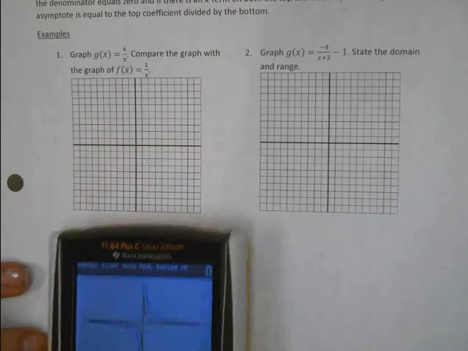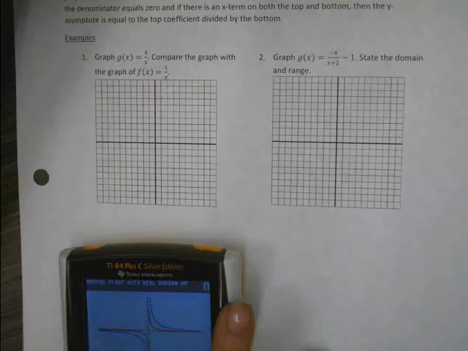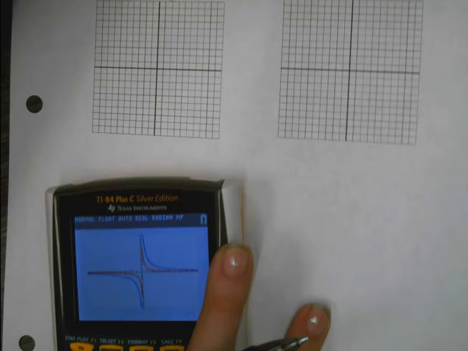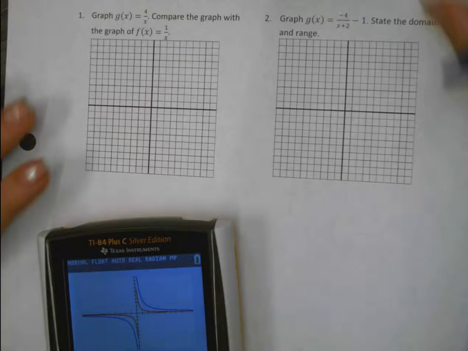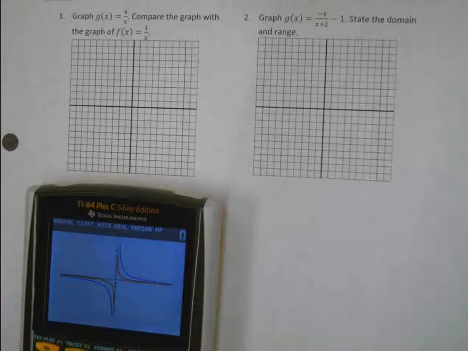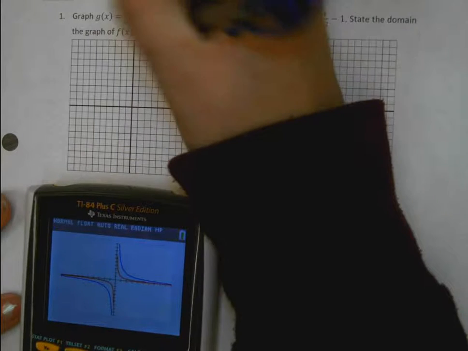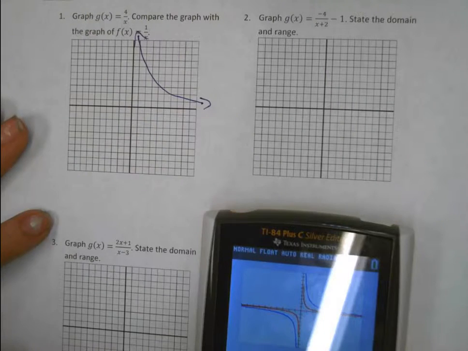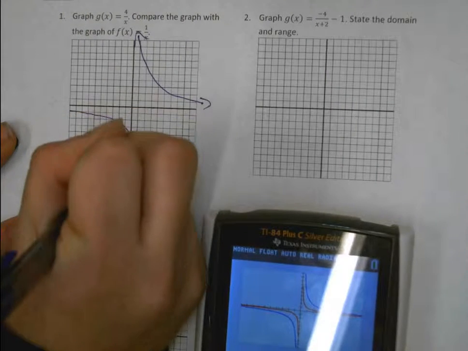Yeah. So, this is what it looks like. Looks like a bird. There you go. So I want this still on the screen. So, the blue one is my g of x, and the red one is my f of x. I'm just going to sketch my graphs on my paper.